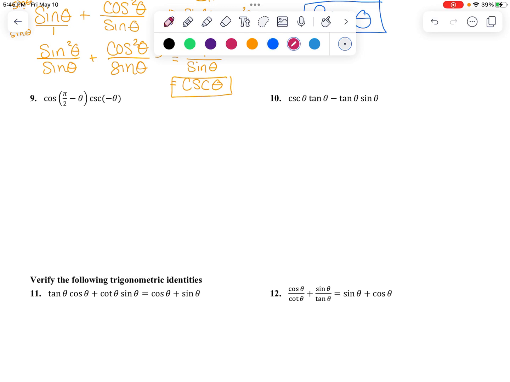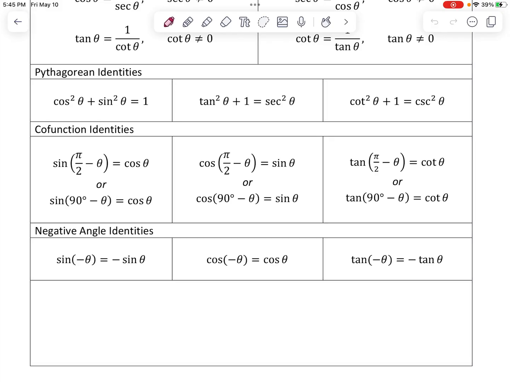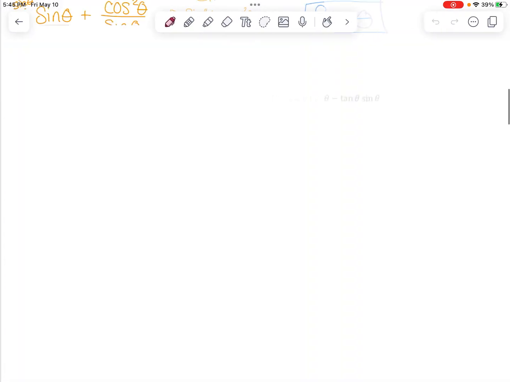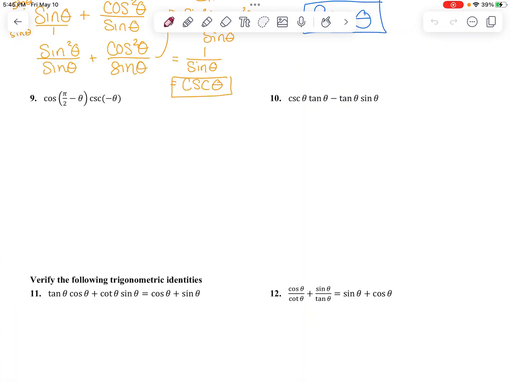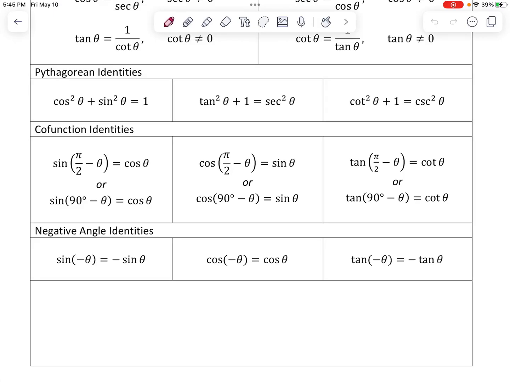Okay, 2 more simplifies. Then we get to the verifies. Cosine of pi over 2 minus theta, cosecant of negative theta. My angles are not just thetas. Now, again, I see a plus or a minus with angles, but I would check the cofunction identities first. Okay. Now, we have to pay attention, though. That problem had cosine of pi over 2. So let's go back. Cosine of pi over 2 minus theta becomes sine.